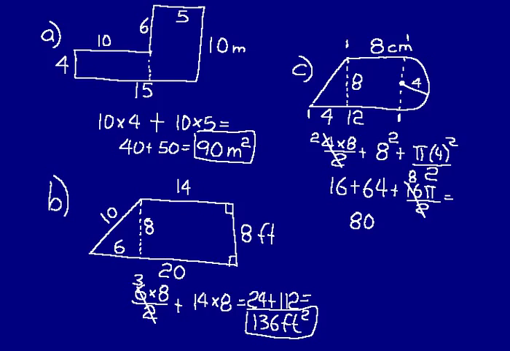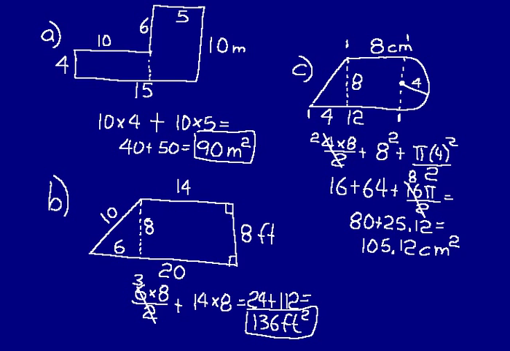So that means 8 times 3.14. And so you can just do that on your calculator. 8 times 3.14 is 25.12. Okay, then we can add those together and we get 105.12. Remember, our units are centimeters, so it would be centimeters squared.